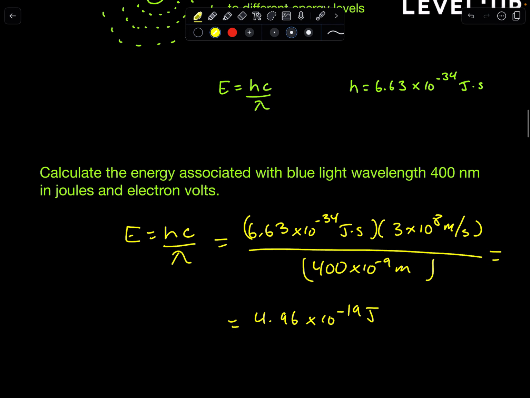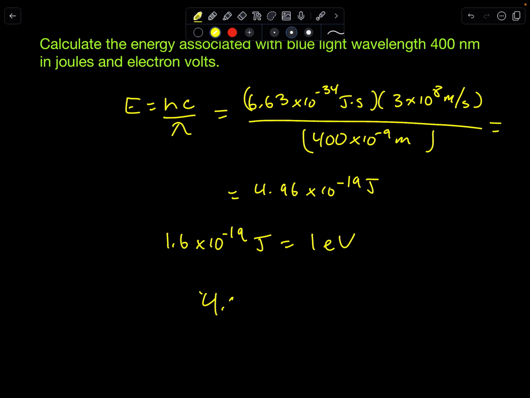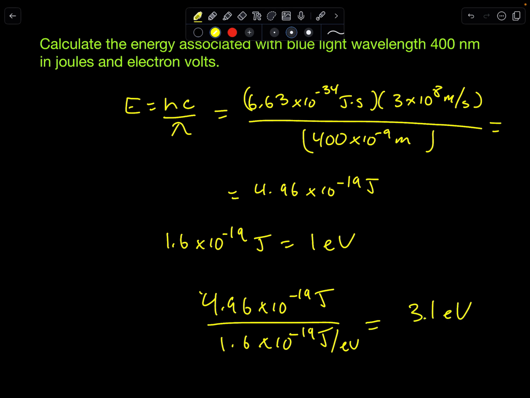Now, how do I convert that into electron volts? Well, I need to remember that 1.6 times 10 to the minus 19 joules is equal to 1 electron volt. So in order to convert that, I have to divide this number by that in order to get how many electron volts there are. So 4.96 times 10 to the minus 19 joules divided by 1.6 times 10 to the minus 19 joules per electron volt gives me 3.1 electron volts.